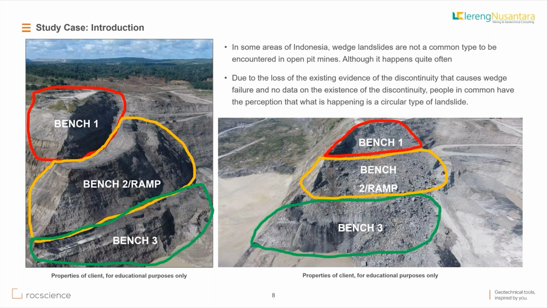And in this case study, the initial diagnosis of the landslide jumped to the conclusion that the landslide was a circular type of failure. But is it true? Well, we can see the facts in the next slide. Next slide, please, Alison.